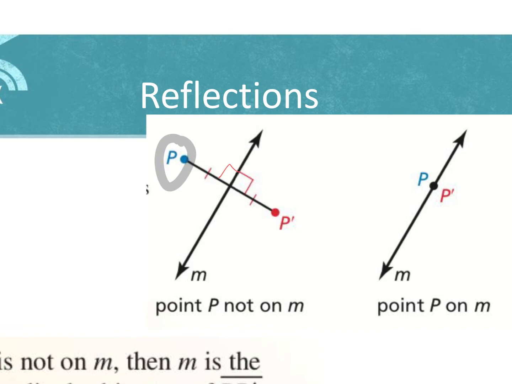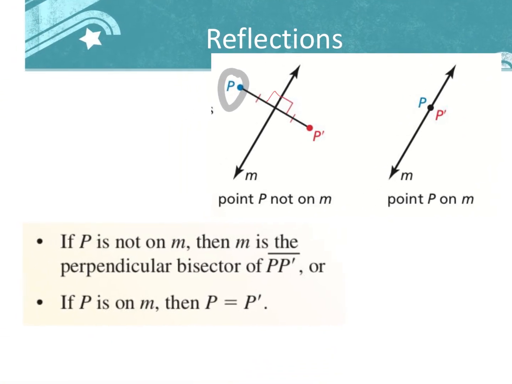Okay, now you can start writing. So if there's a point P and it's not on the line M, M is the perpendicular bisector of P P prime. Or if P is on the line M, the mirror, then P is equal to P prime. They're the same point. So if you're off the mirror, you are going to get reflected the same distance that you are away from the mirror. If you're touching the mirror, does your point change? No. If that point is located on the line of reflection, when you reflect, it doesn't change.